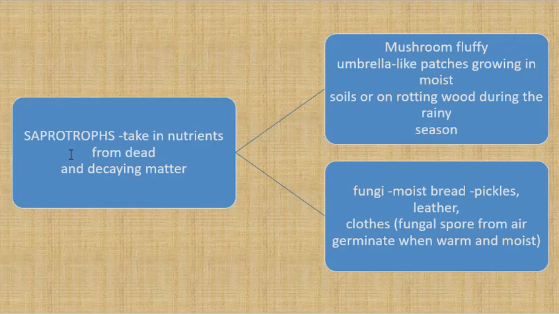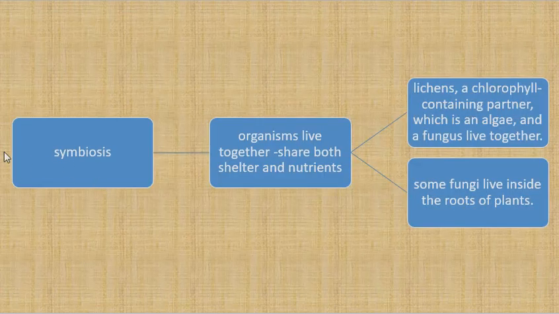Fungus you can see when the bread is moist and you leave it on the table for 2-3 days, you will find there is fungus on the bread. Fungus also comes on pickles, on leather, on jam, and some clothes also. Now fungal spores are nothing but the seeds of the fungus that are spread and available in the air all the time, everywhere. When the climate is good enough, reasonably warm and moist, the fungal spore in the air that has settled on the bread or leather becomes fungi. That is what happens.